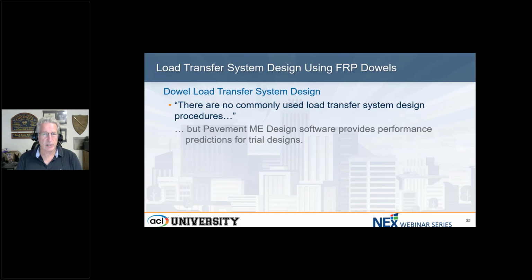You have Pavement ME design software, which will provide us with predictions of pavement cracking and faulting and ride quality based on trial designs. And we can put those in Pavement ME. We can put in the reduced modulus of the FRP bar, and we can change the diameters, and we can change the spacings, and we can see how that's going to affect the predicted behavior of the pavement. But it's not really a design procedure per se. It's a trial and error process.